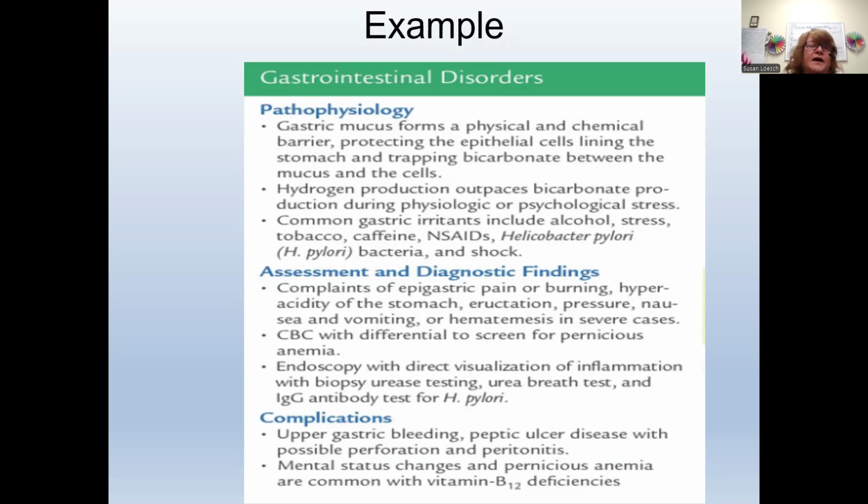So now look at the causes: alcohol, stress, tobacco, caffeine. H. pylori is the number 1 cause of gastritis. Okay. And then what would we see signs and symptom wise? So epigastric pain, burning.